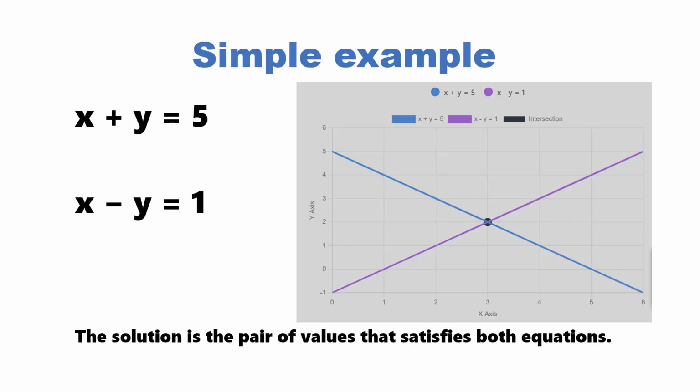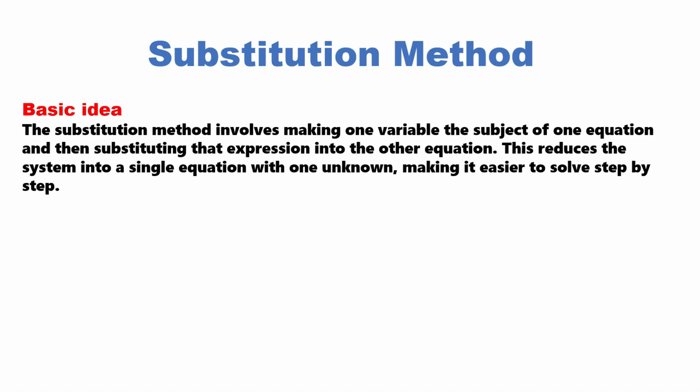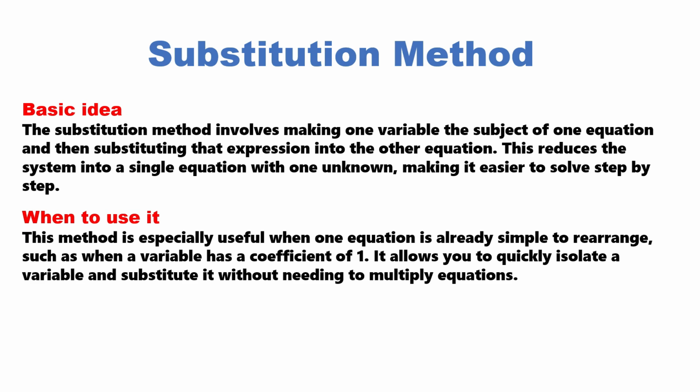Now let us move on to the first method, which is the substitution method. The substitution method involves making one variable the subject of one equation, and then substituting that expression into the other equation. This allows us to reduce the system into a single equation with one unknown. This method is especially useful when one of the variables already has a coefficient of 1, because it makes rearranging easier. The steps are simple.